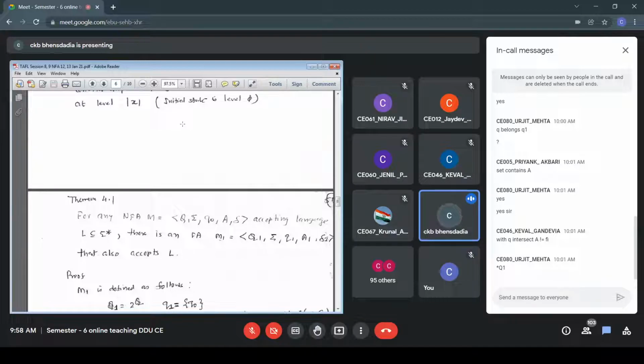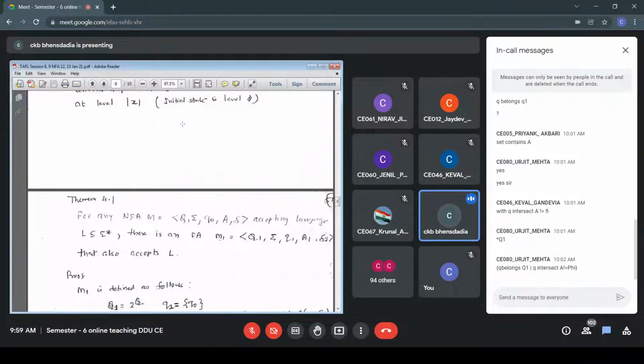Now Q1, what is Q1? Q1 contains subsets from the states of the NFA, it is my set of subsets of the NFA. So Q belongs to capital Q1, and there is a further condition. What we did in accepting states: if in that subset there is an accepting state of the NFA, then that subset becomes an accepting state in the DFA. So Q belonging to capital Q1, taking one of the subsets, and the condition is Q intersection A is not equal to phi, rightly said Urjit. Absolutely correct.